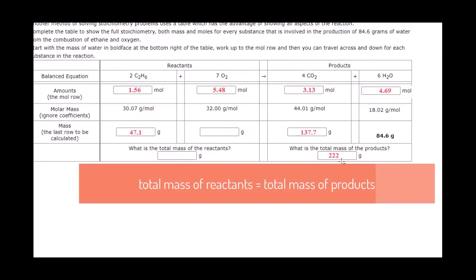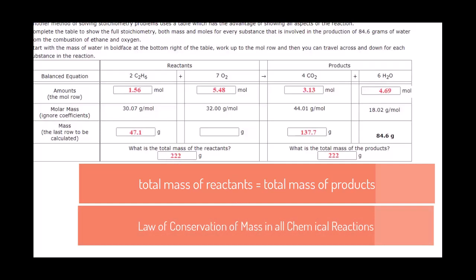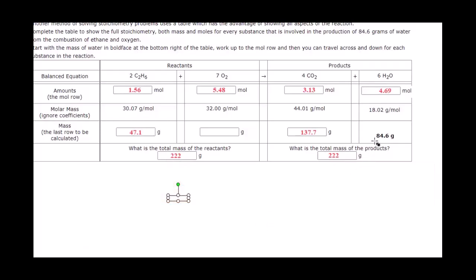I mean, the atoms have been rearranged. Here we have ethane now changed to CO2 and water, and the oxygen combined into both of those, but the mass is going to be the same. The total mass is still going to be 222 grams. So if I were to take this 222 and subtract 47.1 from it, I'll get 175.3. Let's double check that. In fact, this is one of the ways to find out if you did things right. Do your mass of reactants equal the masses of products? And if they don't, within rounding errors, you did something wrong. Go back and say, oh, what did I do wrong?